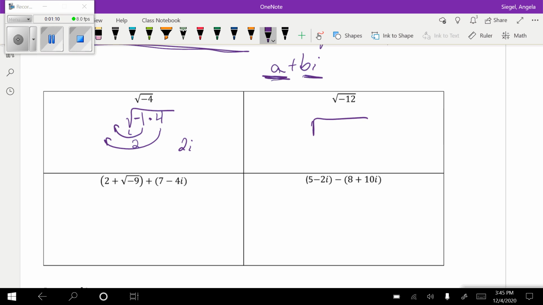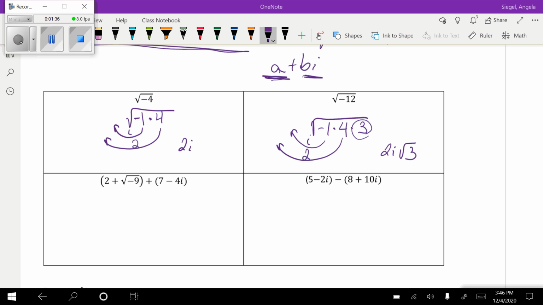Okay, so let's do the square root of -12. So I have -1 times 4 times 3. That negative comes out as an i, the 4 comes out as a 2, and the 3 stays inside. So I have 2i square root of 3. Okay, so let's get a little bit more complex.